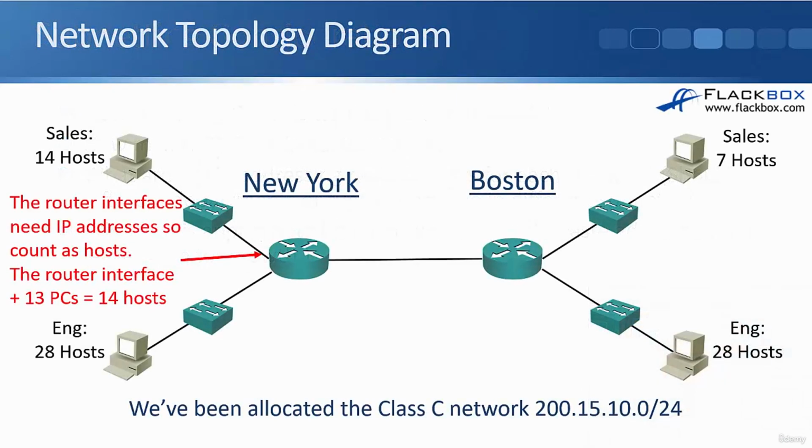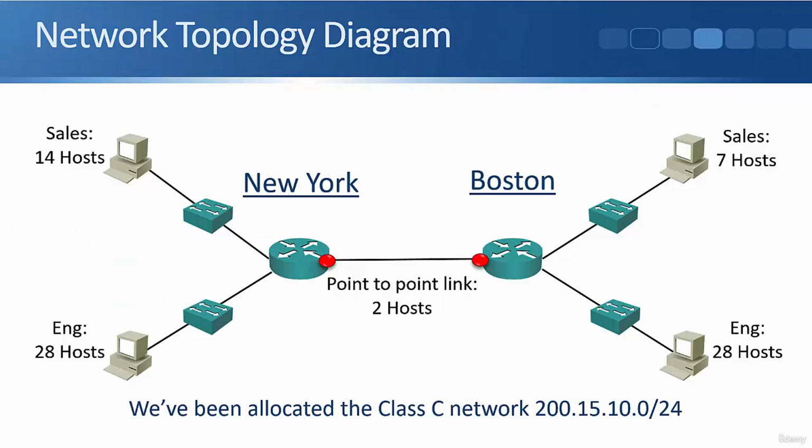So for our example, this is our network topology diagram. We've got an organization, they've got an office in New York and a branch office in Boston. New York is their headquarters, and they've got 28 hosts in the engineering department and 14 hosts in sales. In Boston, they've also got engineering and sales. They've got 28 in engineering, the same as in New York, and they've only got 7 hosts in the sales department. So those are the different parts of the network that we need to apply IP addresses to, and we've been allocated the class C network of 200.15.10.0/24 from our internet service provider.